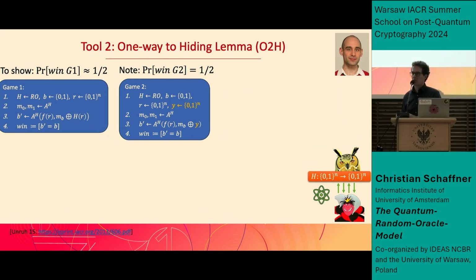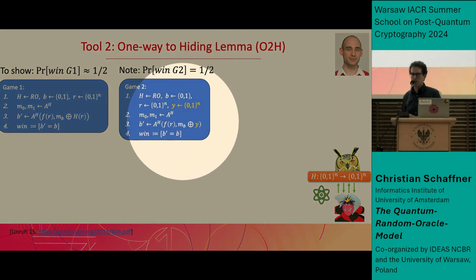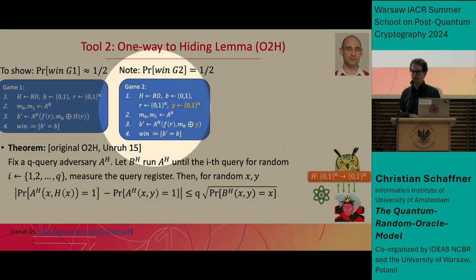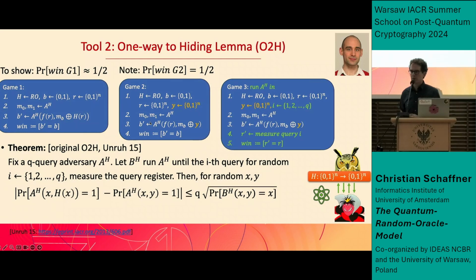These are still the same games as before. It still holds that you cannot win this game. You can only win it with probability exactly 1/2 because of the one-time pad argument. And now comes this theorem. This is called the one way to hiding lemma by Dominique. That says the following. So actually, maybe I'll show you this game.